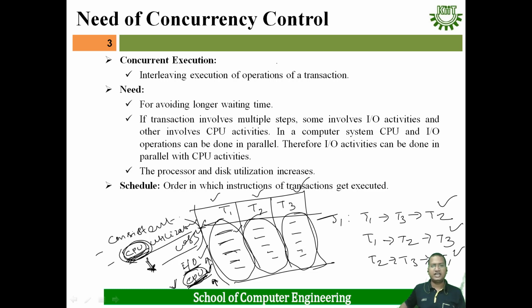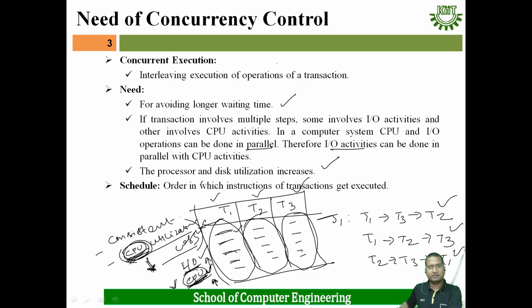Okay, then the need, already I have discussed, is avoiding longer waiting time of transactions. Transactions involve multiple steps, some involve IO activities and others involve CPU activities. In a computer system, CPU and IO operations can be done in parallel. Therefore, IO activities can be done in parallel with CPU activities. So when IO activities are done in parallel with CPU activities, the processor and disk utilization increases. And what is a schedule? Already I have told you in the previous class. It is the order in which instructions of transactions get executed.